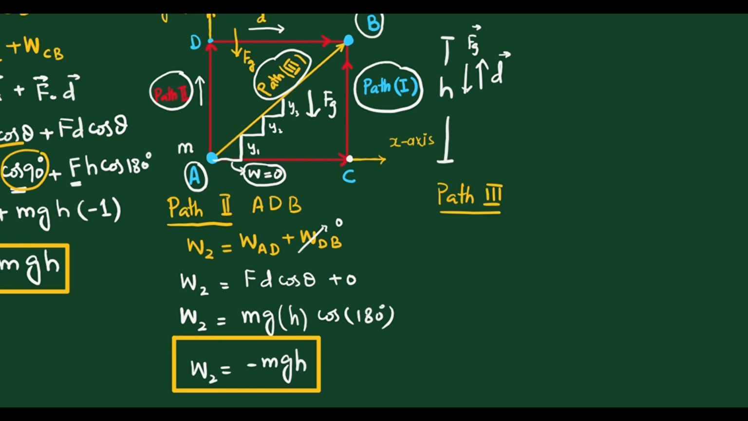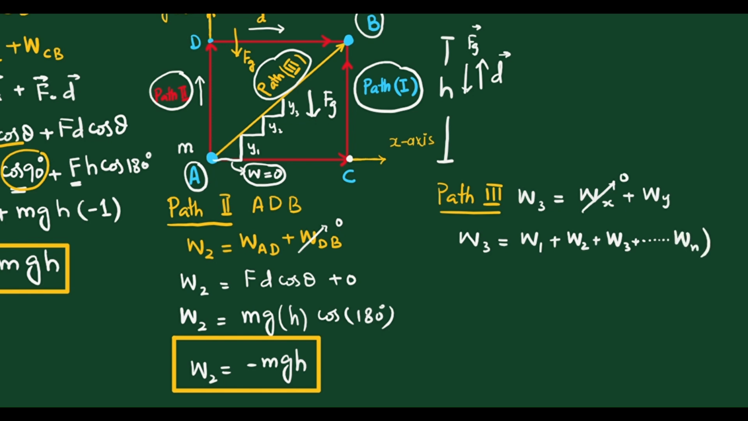For path 3, the work done W3 is equal to the work done along the x components plus the work done along the y components. As the work done along the x components is equal to 0, the work done is equal to the work done along the y components: the first component W1 plus W2 plus W3 and so on. Say we have n steps of this ladder.